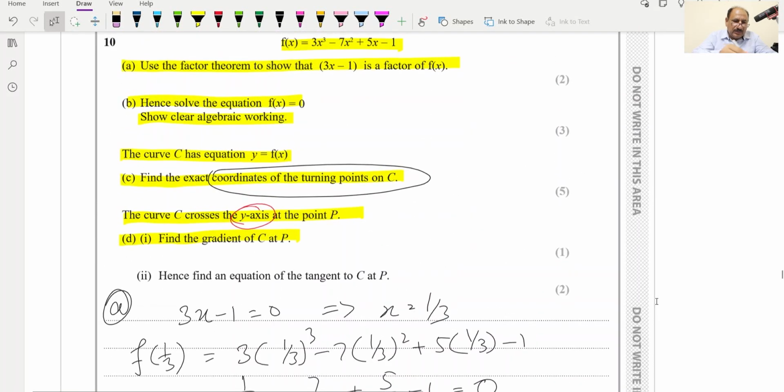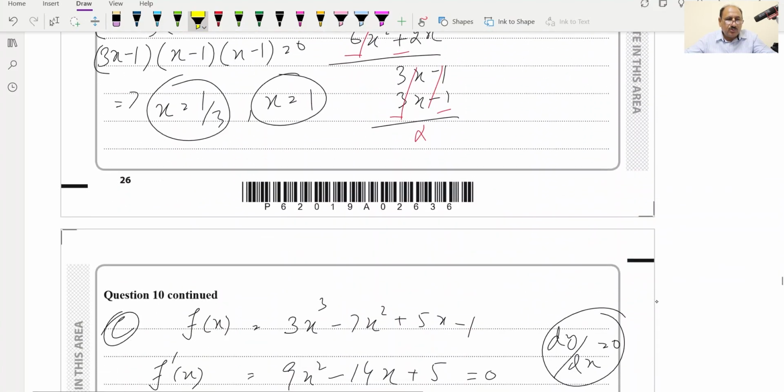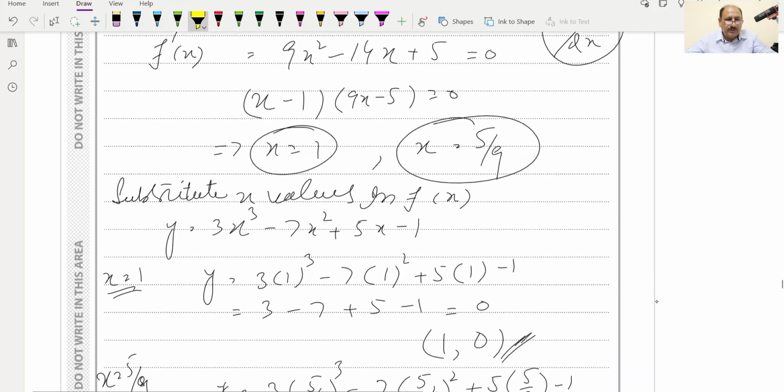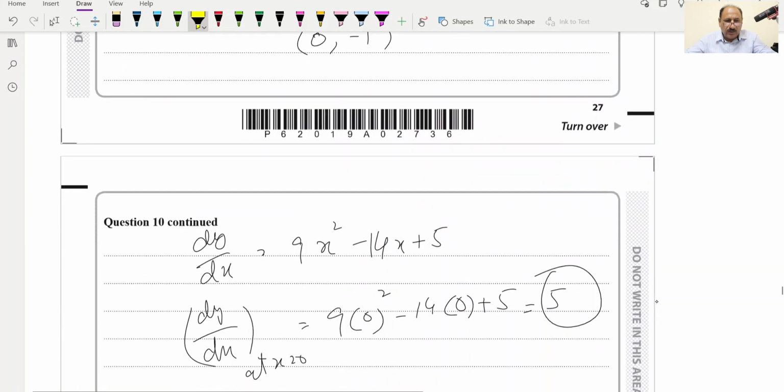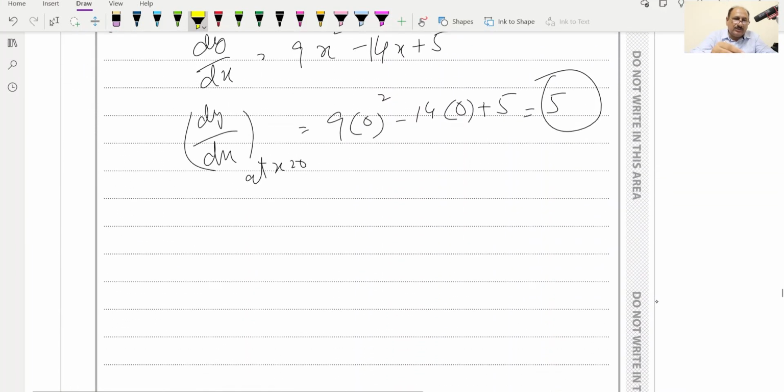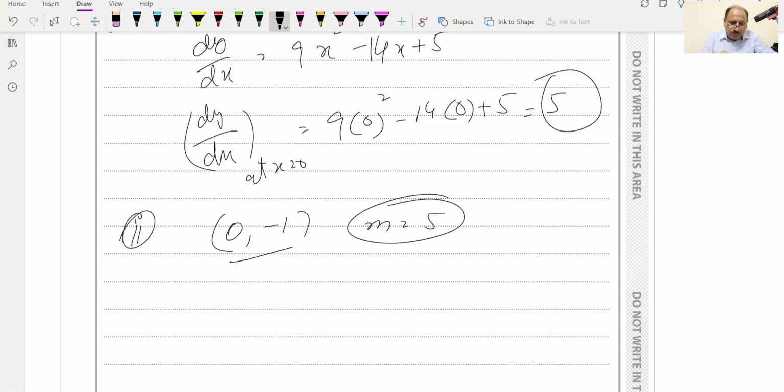Now they are saying, hence find an equation of the tangent to C at P. So for the tangent to C at P, the point we have is 0 and minus 1 and the gradient is 5. So for the second part, the point is 0 and minus 1 and the m value is equal to 5. We will use these two pieces of information to write the equation.